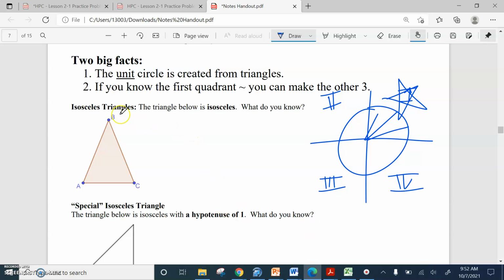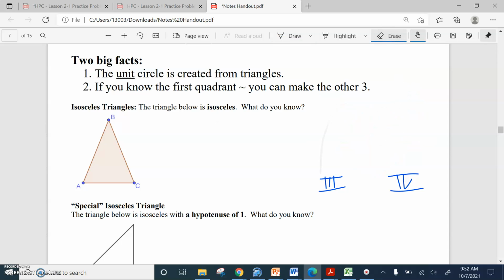So first thing it says, it's more of a think, pair, share, or observe, but the triangle below is isosceles. Boy, we're digging some geometry vocab out of our brains today, and we have to figure out what we know about an isosceles triangle. First thing we note, think about it, two sides are congruent.